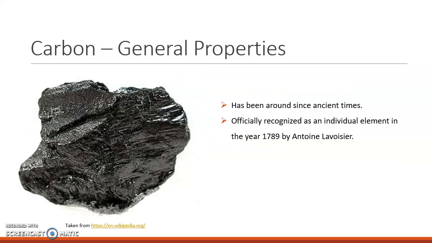The first element in group 14 is carbon. While it has been around since ancient times in various forms, it was only officially recognized as an element in the year 1789 by Antoine Lavoisier. Carbon can exist as a crystalline or amorphous solid, as in diamond and coal respectively, at various temperatures and pressures. On the left, you'll see an image of carbon in the form of solid graphite.